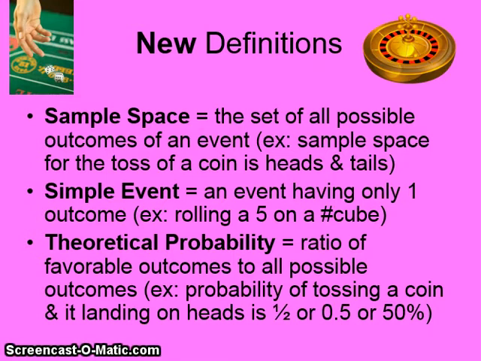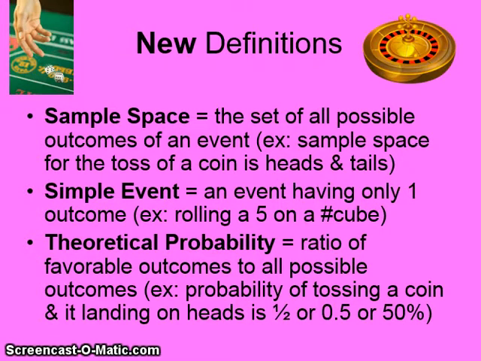First, we have sample space. The sample space is the set of all the possible outcomes of an event. For example, if you're tossing a coin, all the possible outcomes are heads and tails. So your sample space is heads and tails. If you're rolling a die, then all the possible outcomes are 1, 2, 3, 4, 5, 6. So that would be your sample space.